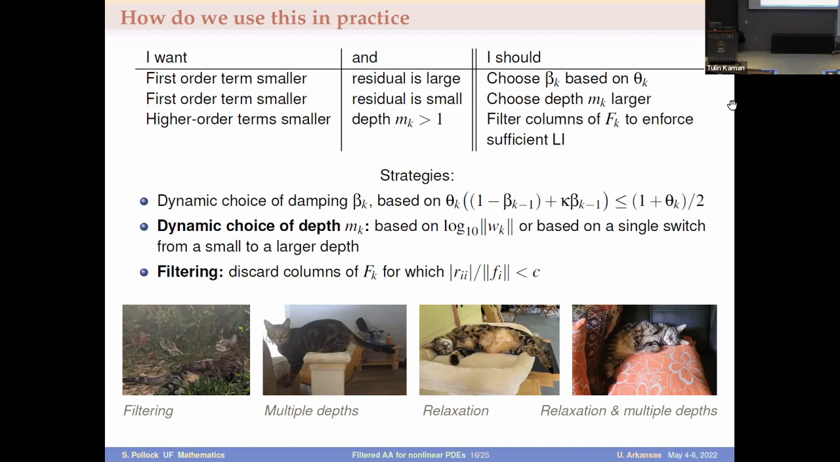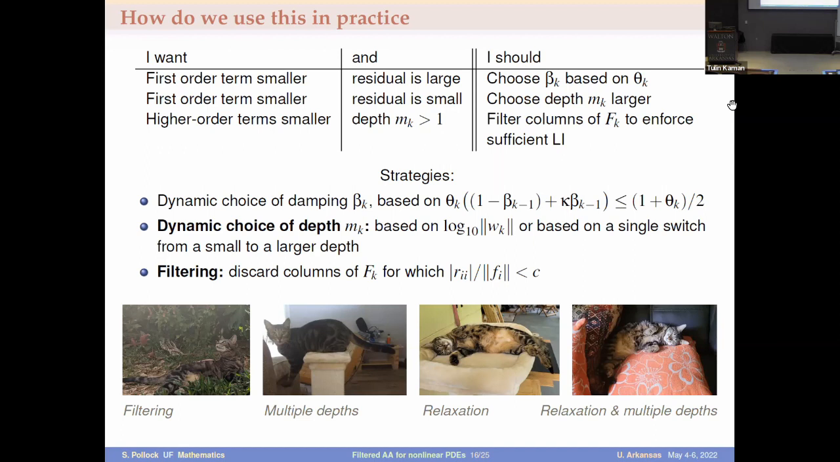Next, if I want my first order term smaller and the residual is already small, that means I can choose my depth mk larger. So I'm now trying to approximate my most recent residual in a larger column space, so I'm likely to be able to decrease my gain factor. And if my residuals are sufficiently small, the higher order terms don't add up in such a way that interferes with convergence, and I can get a better convergence.